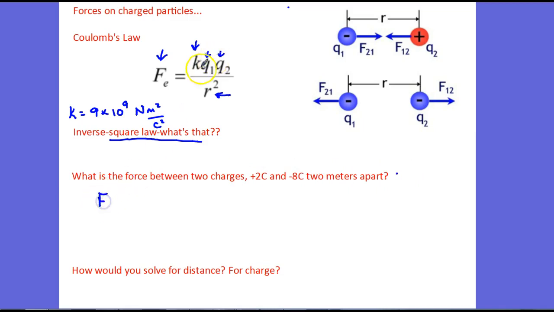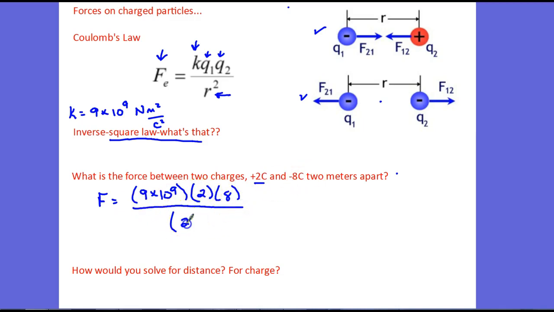So F equals K Q1 Q2 over R squared. The force will be 9 times 10 to the 9th times the two charges. Now we use the absolute value of these charges. You determine the direction based on whether you have opposites that will move towards each other or like charges that will move away, so you answer the two parts separately. So you don't put in the -8, you just put in 2 and 8. Sometimes you see this equation written with absolute value bars around those two quantities.